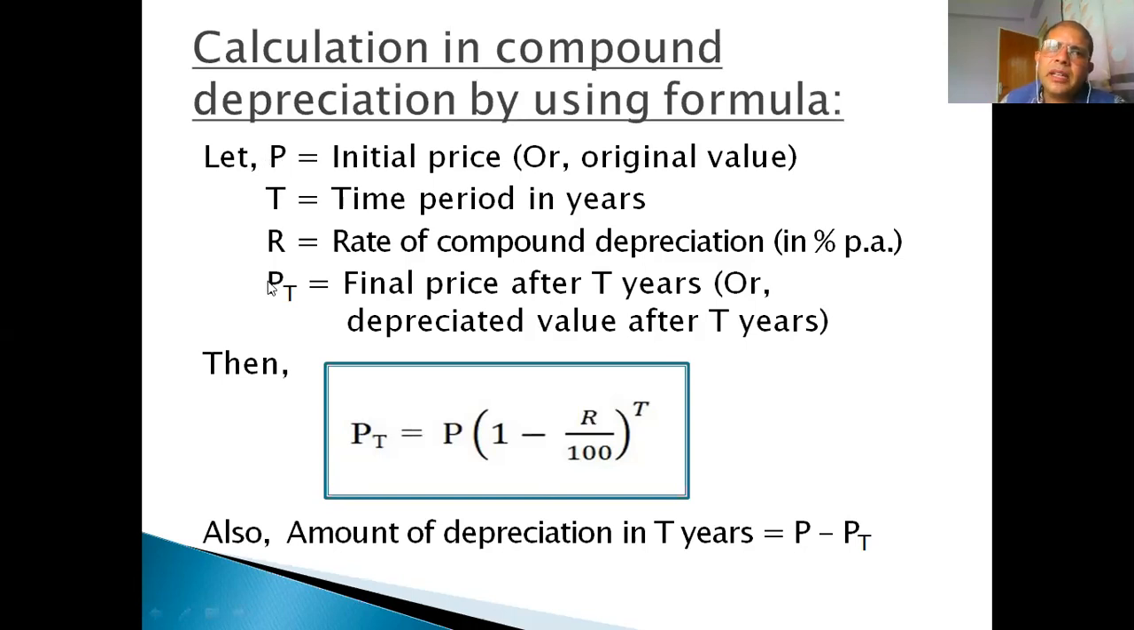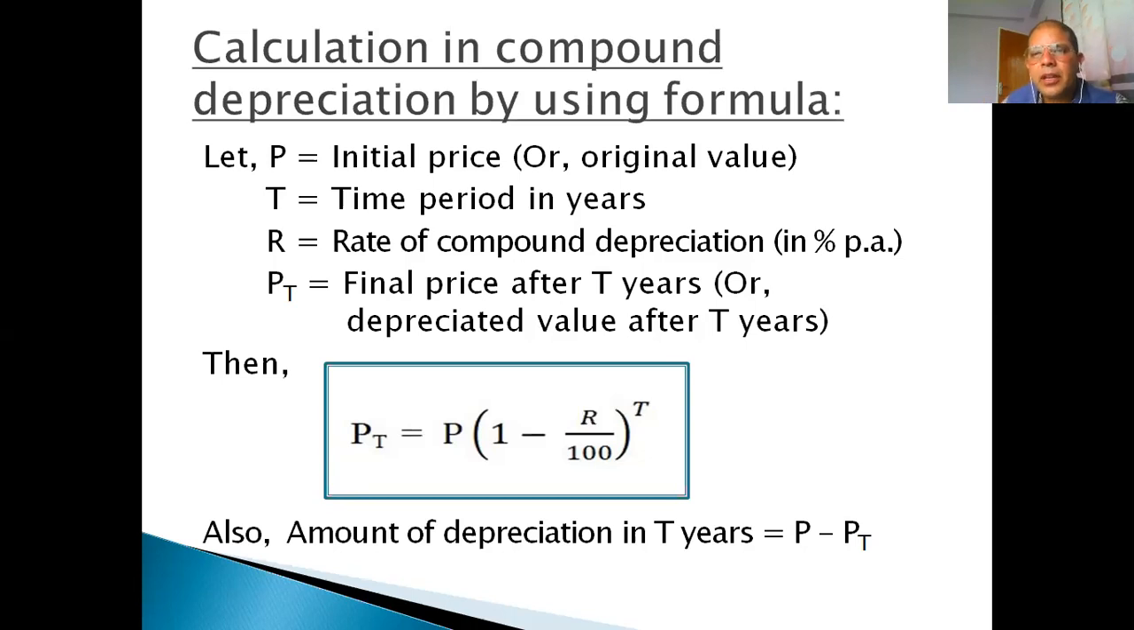If you take these two terms, then you can find out, suppose the initial price of a computer is 1 lakh. After 2 years, its price is suppose 65,000. Initial price 1 lakh, final price 65,000. And what is the amount of depreciation in 2 years? You have the old price, that is the original price, minus the new price, that is 1 lakh minus 65,000. It is 35,000. It is our amount of depreciation.